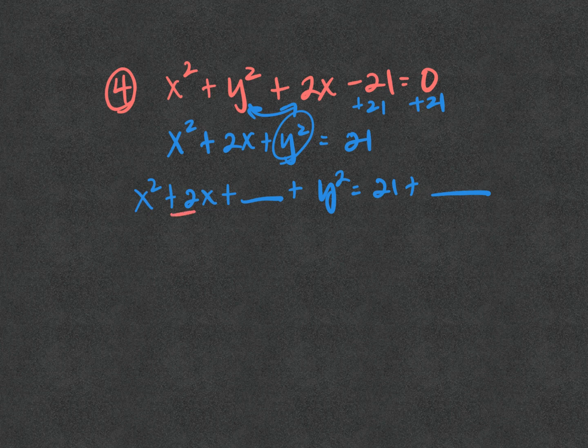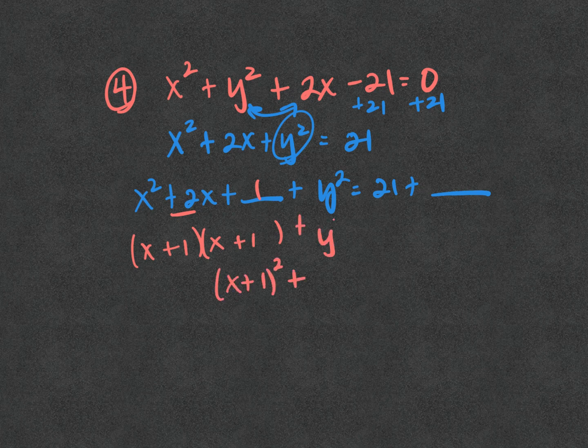Half of 2 is 1. Squared is, hopefully you're saying 1 with me. What does this factor into? X and x, plus 1, x plus 1 squared. Bring down the plus, bring down the y squared, and then the blank goes 1.